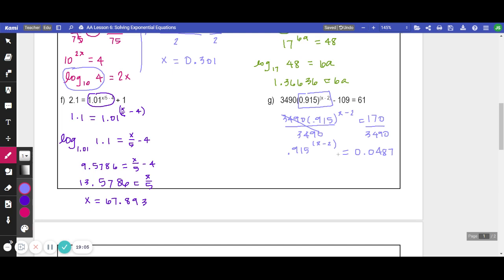Okay, so we've done step 1. We isolated the term with the radical. Next step is to convert it to a log. So log base 0.915 equals the exponent. So the x minus 2, the exponent goes after the equal sign, which means that this whole thing goes right here, 0.0487. So when you put it in the calculator, this number goes first, log of this number, close your parentheses, don't forget to close your parentheses, divided by log of the base.